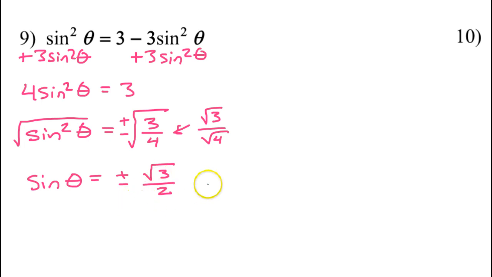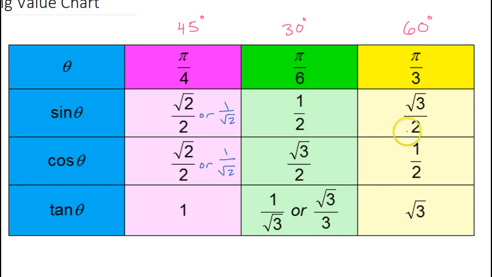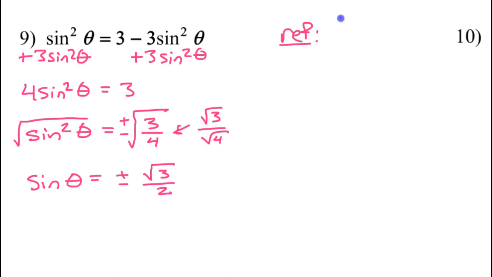Now let's talk about what the reference angle is. Okay, ignore the plus or minus for a second. The sine of what angle is radical 3 over 2? Hopefully you were thinking pi over 3. The sine of pi over 3 is radical 3 over 2. That tells us that the reference angle is pi over 3.